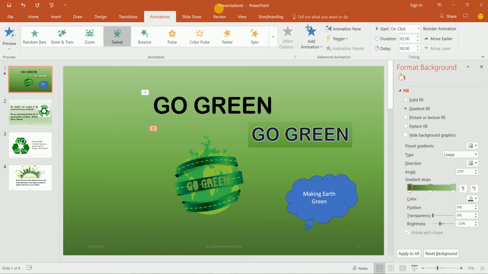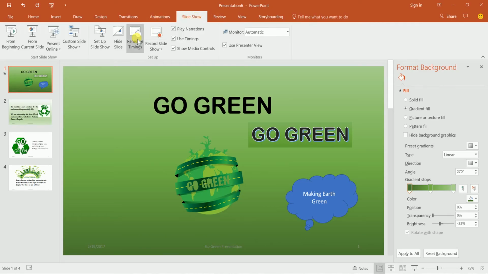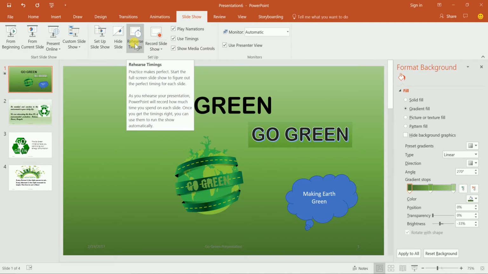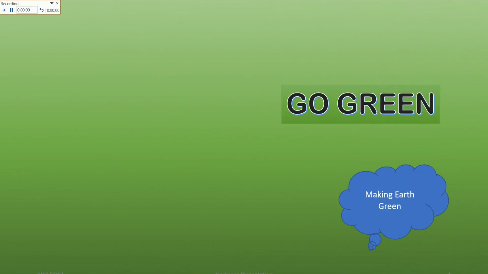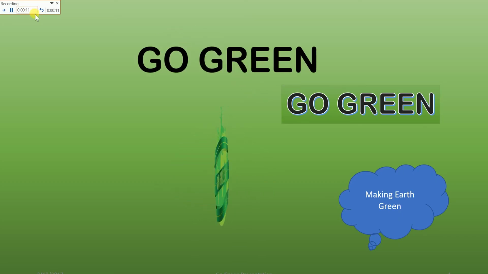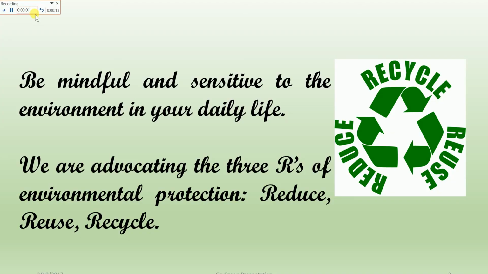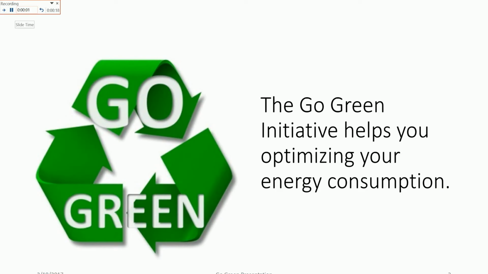Come here, in slideshow you have this rehearse timing. As soon as you click on rehearse timing, this will go in slideshow option, and here on the top left hand corner your recording is coming, and you just have to click the slides. Click these slides and it will be recorded automatically for the amount of time you want to show a particular slide, and this will be recorded.